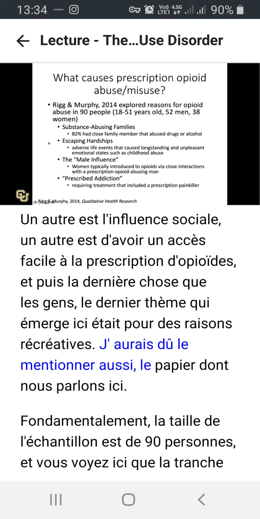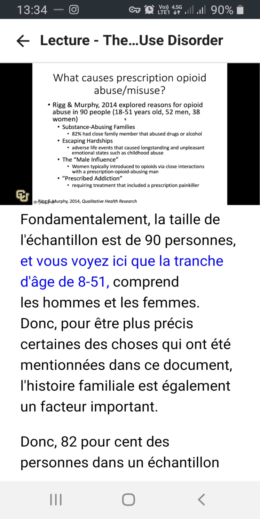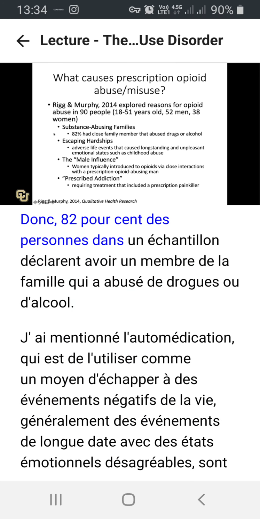And then the last theme that emerged here was recreational reasons. I should have mentioned too that for the paper we were talking about, the sample size is 90 people, and you see here the age range is 18 to 51, and includes both men and women. To be more specific, some of the things mentioned in this paper: family history is also an important factor. 82% of people in the sample reported having a family member that abused drugs or alcohol.